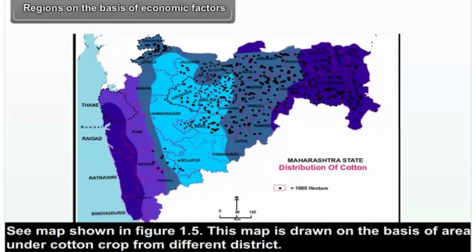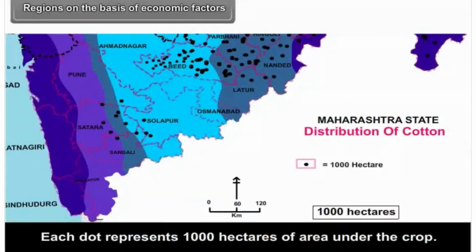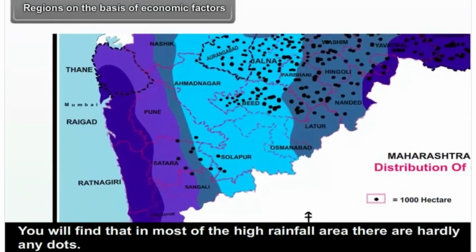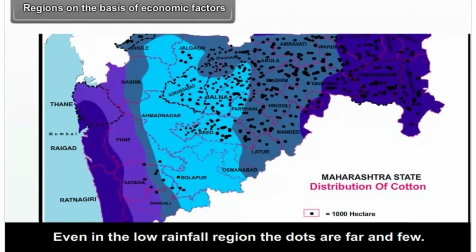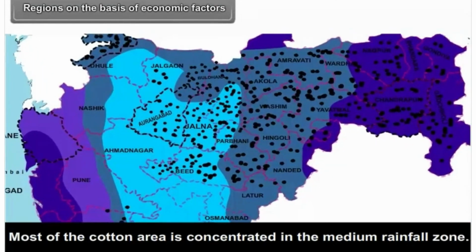This map is drawn on the basis of area under cotton crop from different districts. The dot method is used for drawing this map. Each dot represents 1000 hectares of area under the crop. You will find that in most of the high rainfall and very high rainfall areas, there are hardly any dots. Even in the low rainfall region, the dots are few and far between. Most of the cotton area is concentrated in the medium rainfall zone.